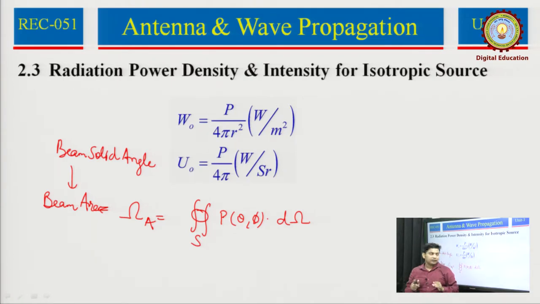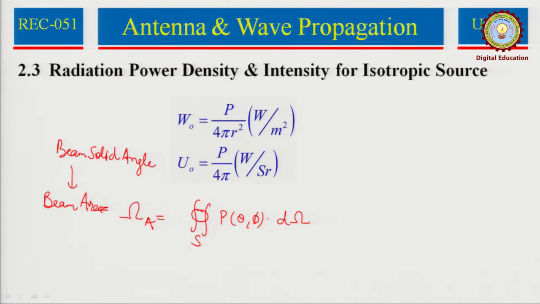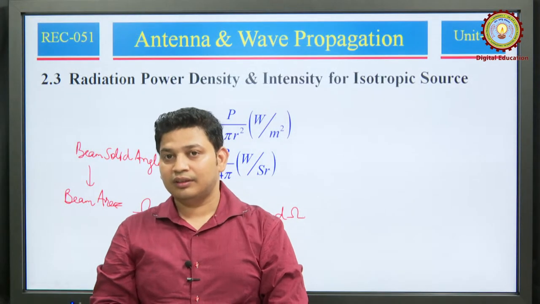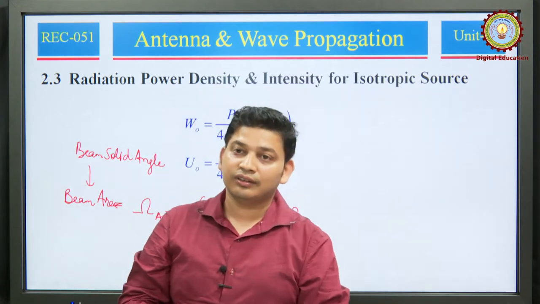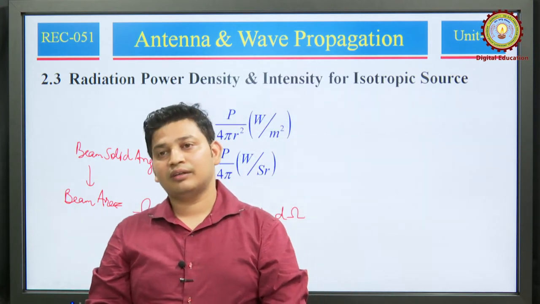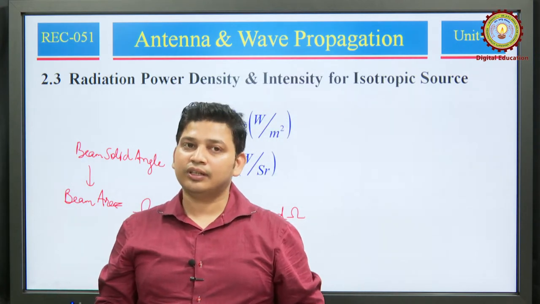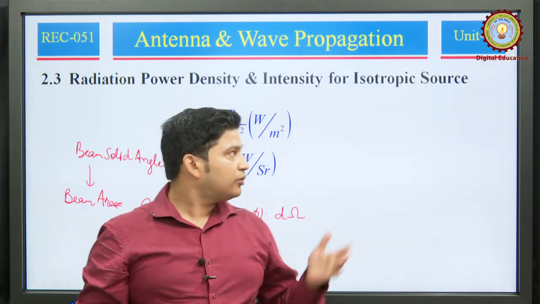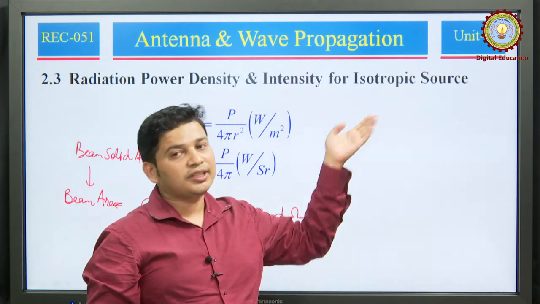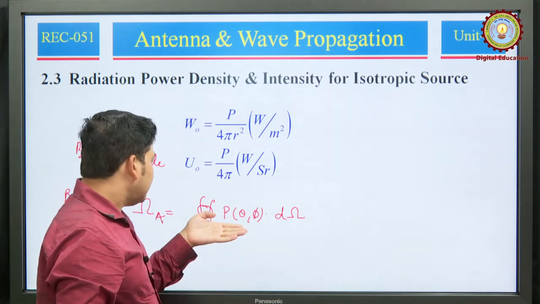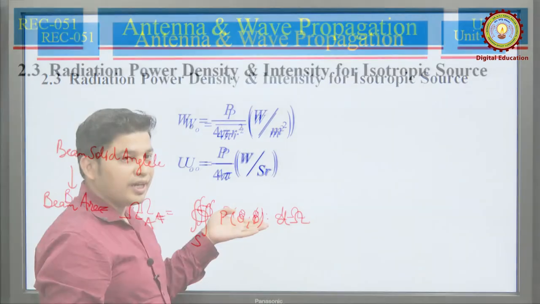But as soon as we utilize this term, isotropic means uniformly distributed in each direction. In an alternate way, we can say that it is independent of direction, independent of theta, independent of phi, because it is uniformly distributed over each of the 360 degrees. So it is independent of theta and phi.